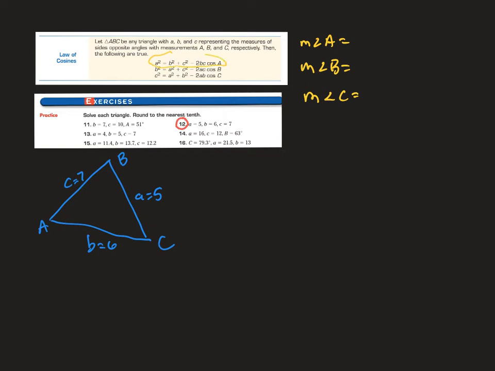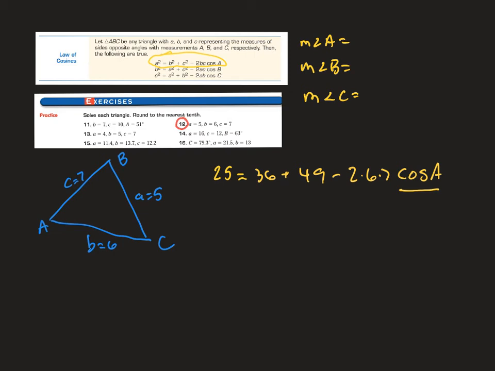So I'm going to use this top formula, and I'll just start writing out what I know. The formula is a squared equals b squared plus c squared minus 2bc cosine A. So for a squared, I'm going to put 25, equals b squared is going to be 36, c squared is going to be 49, and then I have minus 2 times b times c, so that's times 6 times 7, and then cosine angle A is here on the end. And we're trying to find angle A, so we're going to have to solve for cosine A first.